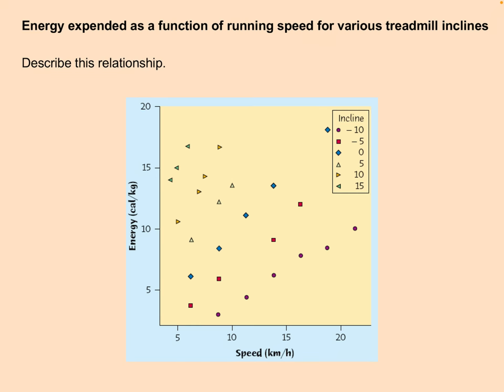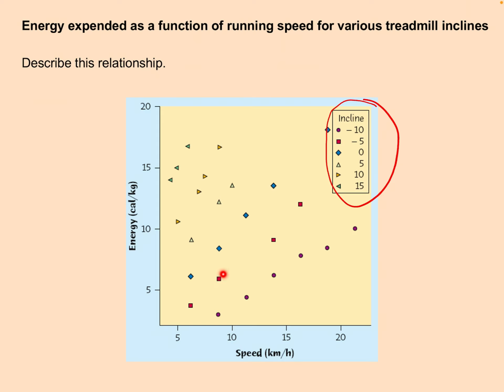Another example, energy expended as a function of running speed for various treadmill inclines. Describe the relationship here. Well, if we ignore the incline, right, we have our key right there. If you ignore the incline, all of this just looks like a mess, right? But look at incline. So purple circle, minus 10-degree incline. There we have a strong positive relationship in terms of speed, how hard somebody's working, and how much energy they're burning through. Calories per kilogram of body weight.